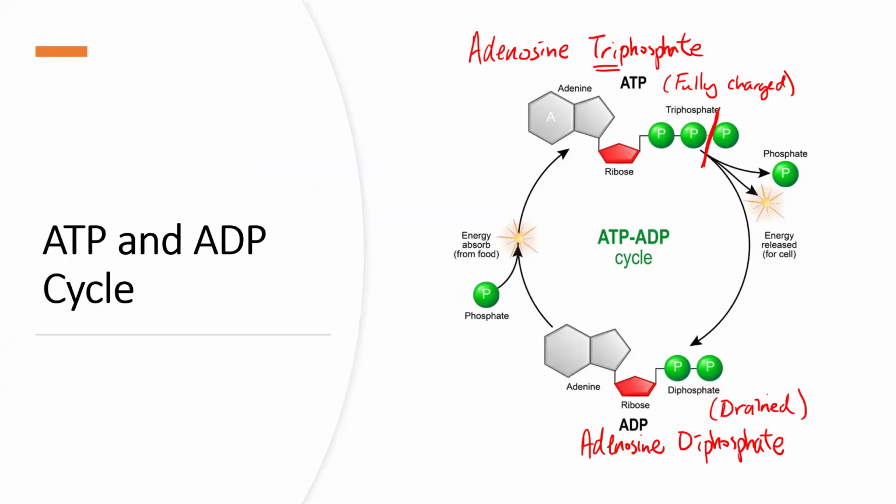If you want to charge it up again, then you have to provide energy, and then you put the P back on, and it's ready to use again. So at any given time, your body has a pool of ATP charged batteries at your disposal. You can use it for different reasons. Once you use it, you have a bunch of empty batteries, ADP.